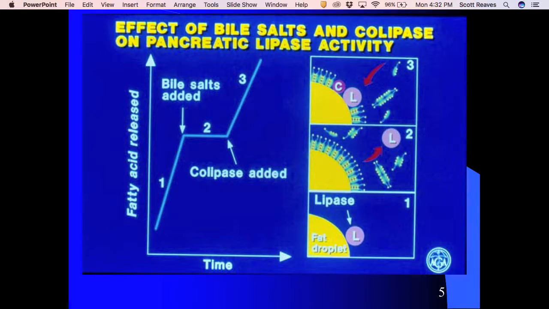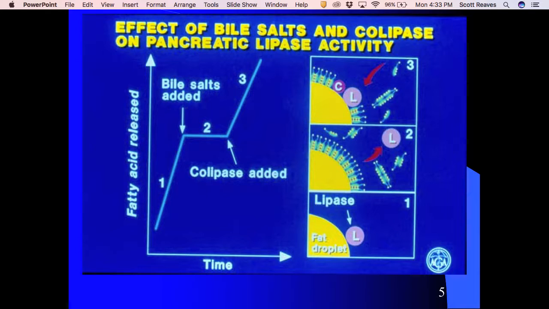I got this slide from the American Gastroenterology Association, so this is not in your textbook. But I think this is a good graphic to show what's happening here. Now, imagine you have a fat droplet in the small intestine, and pancreatic lipase binds to the surface of the fat droplet. It'll hydrolyze triglycerides into monoacylglycerol and free fatty acids. So it'll break that triglyceride apart.